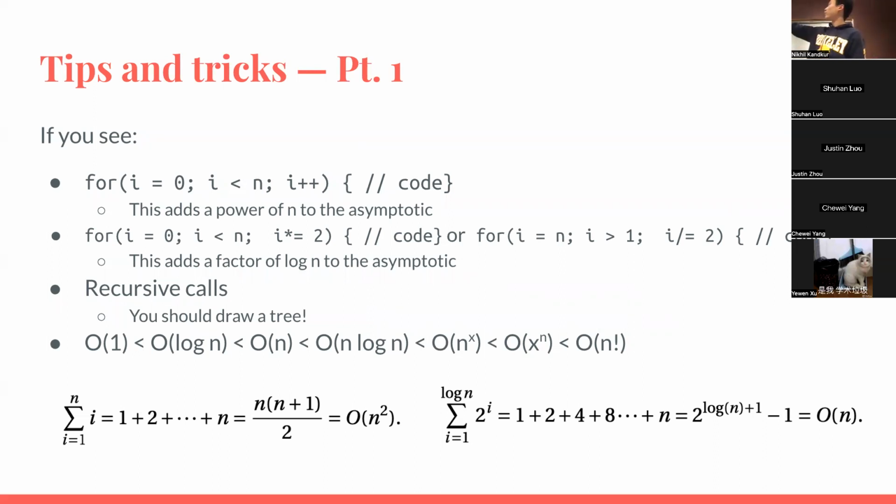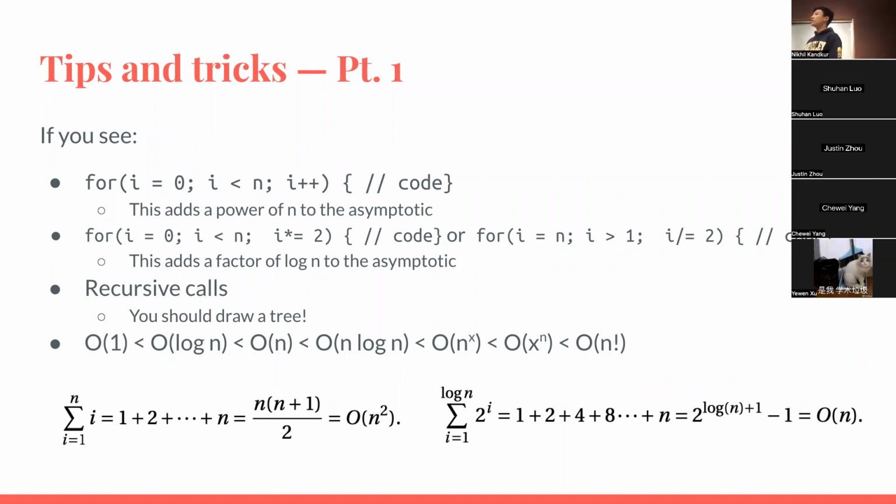If you see a for loop like for int i equals 0, i less than n, and you're incrementing i once at each step, this adds a power of n to the asymptotic. If you see something like for int i equals 0, i is less than n, and i gets multiplied by 2, starting from, oh, that should say for i equals 1. Starting from 0 adds O infinity, which is my bad. If you see for i equals 1, i less than n, i multiplied by 2, or i equals n and i is greater than 1, i divided by 2, this adds a factor of log n.